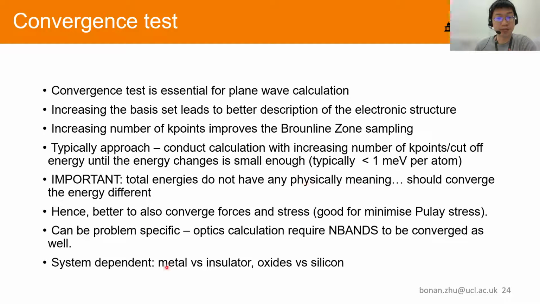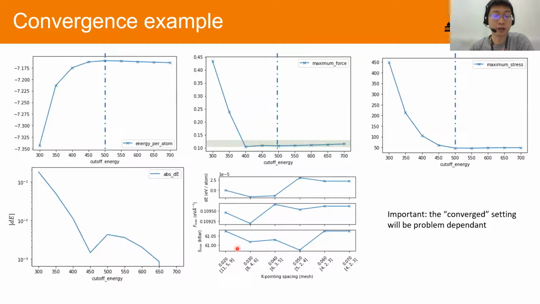And the convergence can be very problem specific. So you're not expected to transfer one converged setting to another. For example, the cutoff energy for oxides will be different from silicon. And also the K-point sampling for a metal will be very different from an insulator. But the very dense K-point convergence for metals would work for insulators, it's just that you're slightly wasting your computing resources.